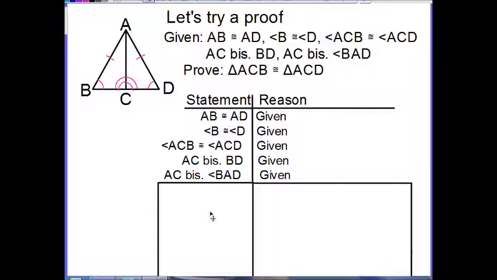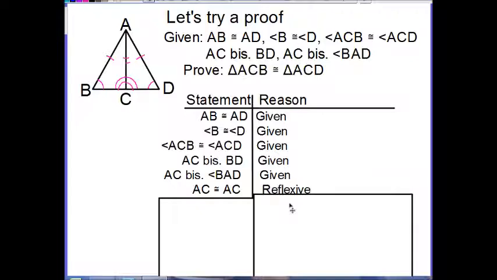So now, my next step is I'm going to say segment AC is congruent to segment AC. Why can I say that? Because of the reflexive property. I drew it in, make sure you write it. The second thing I always look for is I always look for reflexive sides and I look for vertical angles.